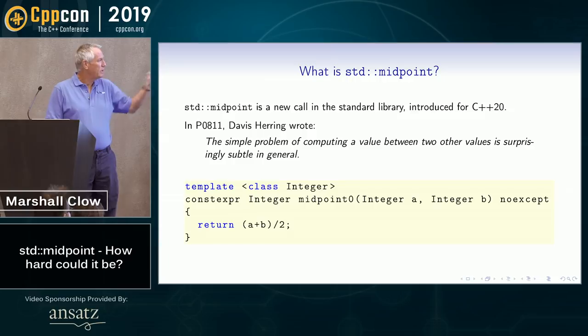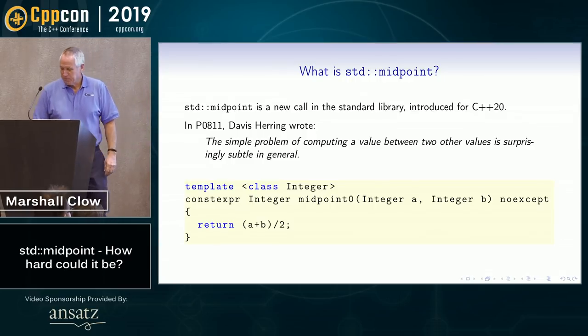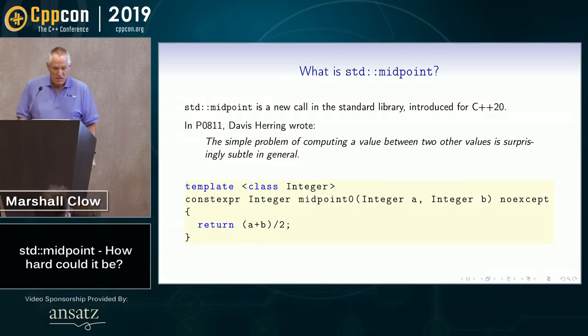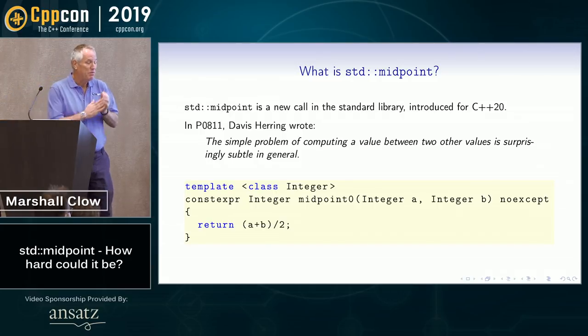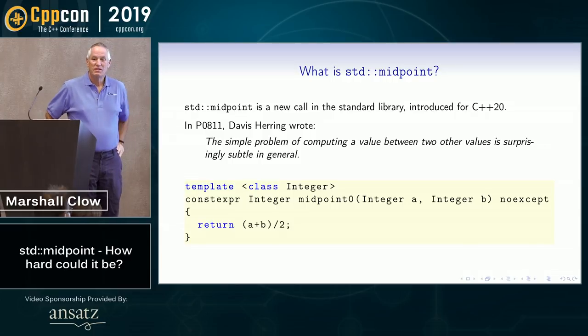Why would you do this? Why not just write A over 2? Why is this worth putting in the standard library? And the answer is because, well, let's not jump ahead of myself. Does anybody see any problems with this code?